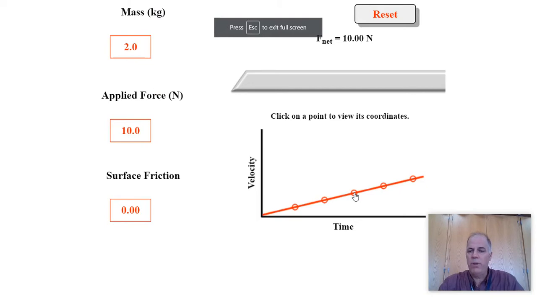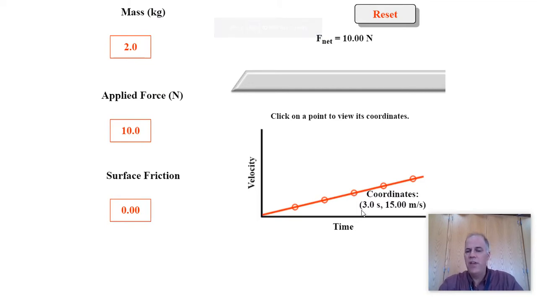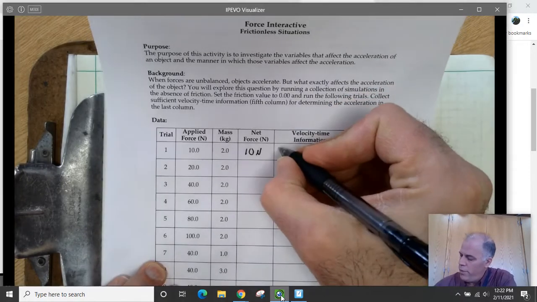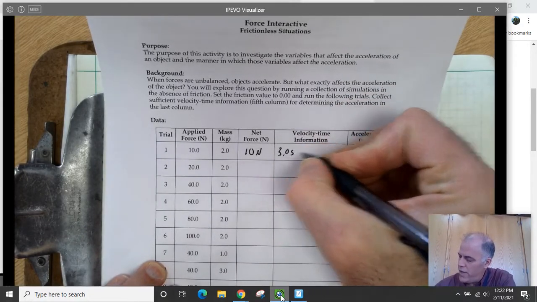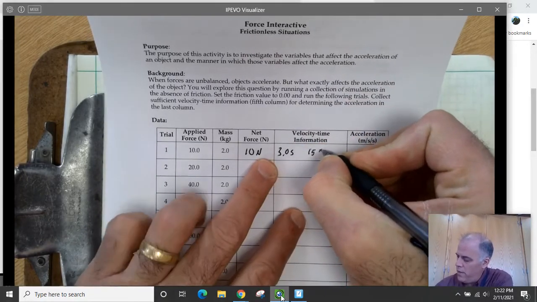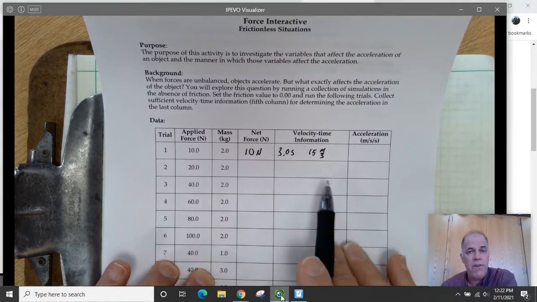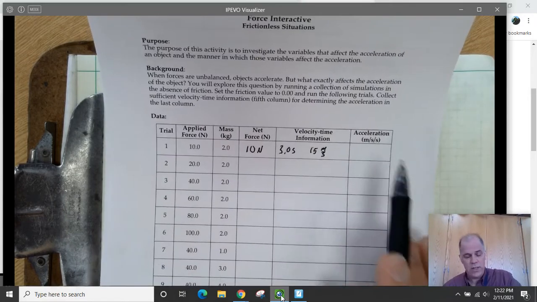So for example, we can push this one and it tells us 3 seconds, 15 meters per second. So this tells us that 3 seconds into the simulation, it was moving at 15 meters per second. And we're going to write that in our worksheet. So 3.0 seconds, 15 meters per second. And it turns out this is enough information for us to figure out what the acceleration is.